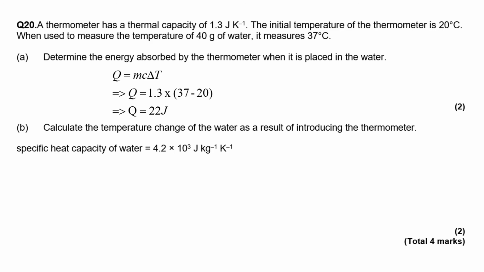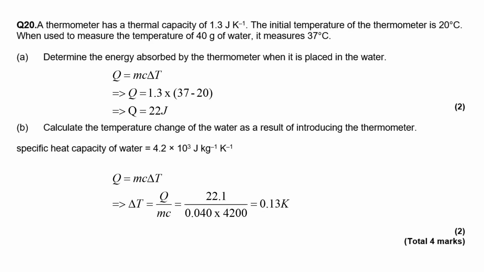So calculate the temperature change of the water as a result of introducing the thermometer. So if the thermometer's gained 22 joules, that means the water must have lost 22 joules of internal energy. So that means Q is 22.1 and so on. You need to divide it by the mass, divide it by specific heat capacity, and that will give us the temperature change of the water there. It's quite small, but there is a value.